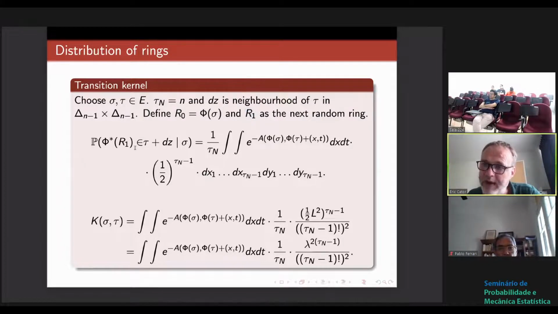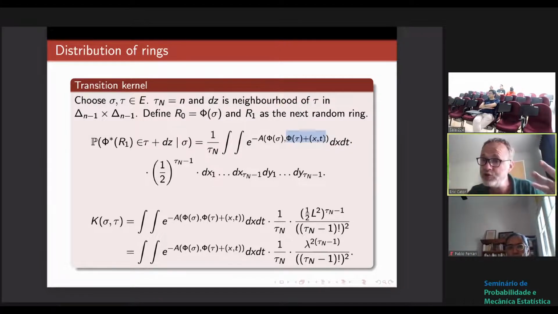So I take R1, I take our random map, phi star. It's a random map because I have to take a random minimum of R1, and then I find my tau. So I want to know the probability that phi star of R1 equals this tau, given that we started in sigma. So how are we going to do this? Well, what I'm going to do is integrate over all possible rings Q in our previous sheet, all possible rings Q that can give us this tau.